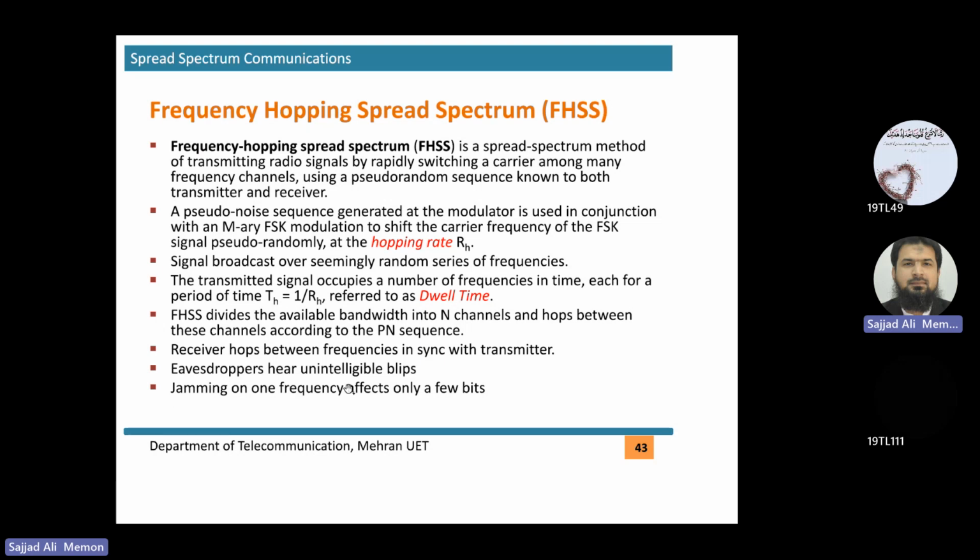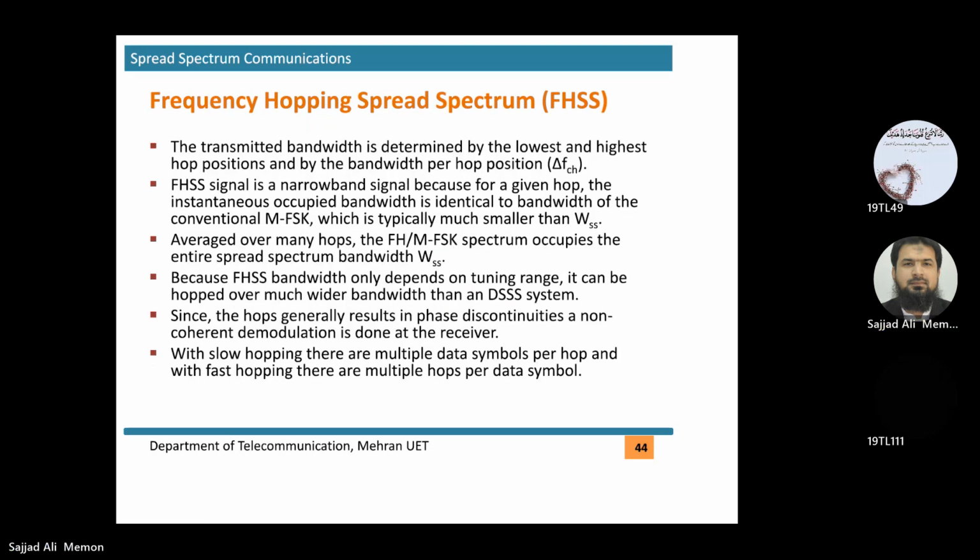Jamming on one frequency affects only a few bits or maybe a portion of a bit, depending on the hopping rate. The transmitted bandwidth is determined by the lowest and highest hop positions and by the bandwidth per hop position. An FHSS signal is a narrowband signal because for a given hop, the instantaneous occupied bandwidth is identical to the bandwidth of the conventional MFSK, which is typically much smaller than the wideband spread spectrum signal.